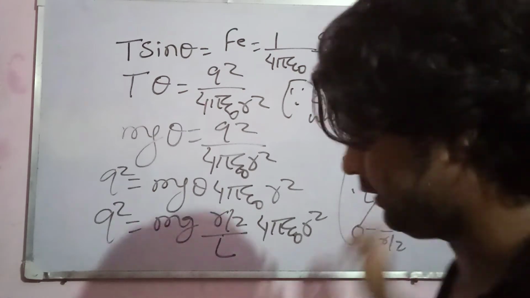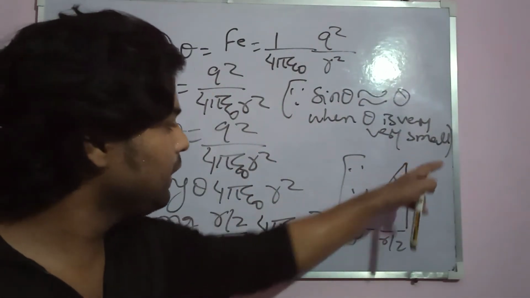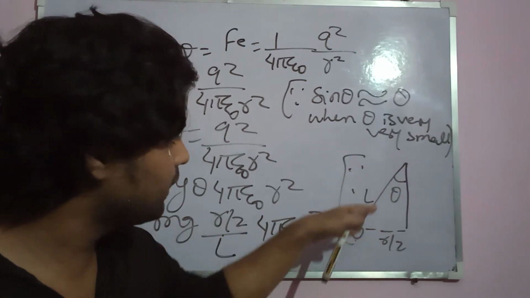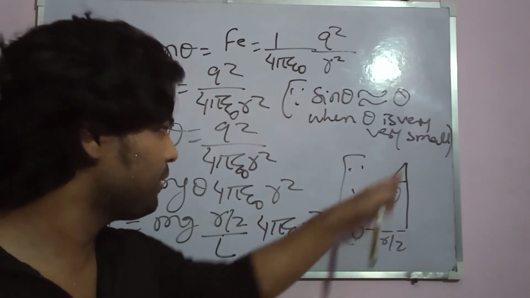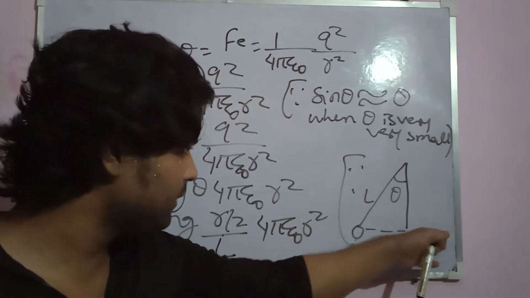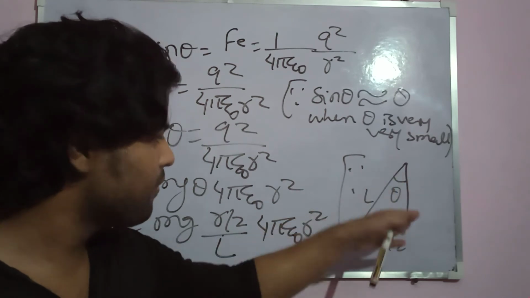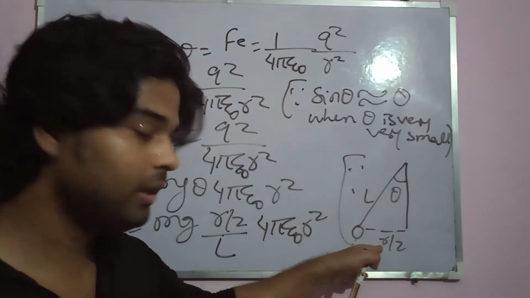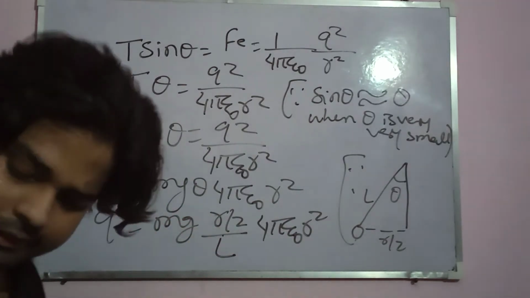So come to our initial figure: this is the ceiling, the charge is hanging here by a string, the length of the string is L, and it is at a distance r by 2 from the center of the separation to the other charge. So this is theta. If theta is very small, you can replace this theta by r by 2 by L. So I have done that, and we get this equation here.